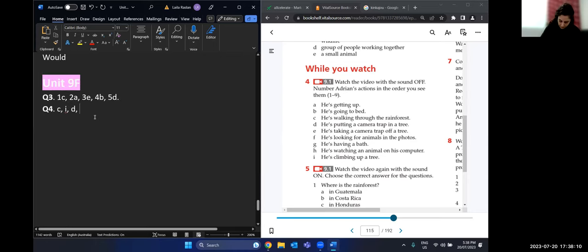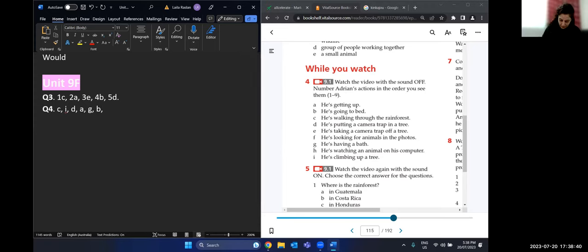Number four. No, he's getting up. That's number four. Number five. He's having a bath. Don't worry if you missed it. Like I said, we'll watch it again. He's having a bath. That's what we saw. And after, when he finished the bath, he's going to bed.